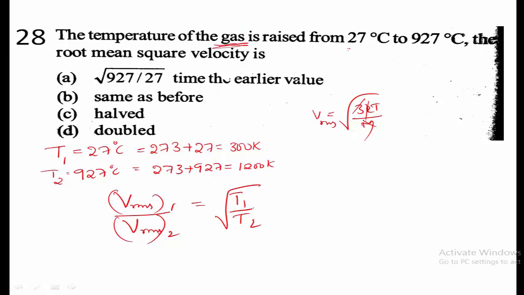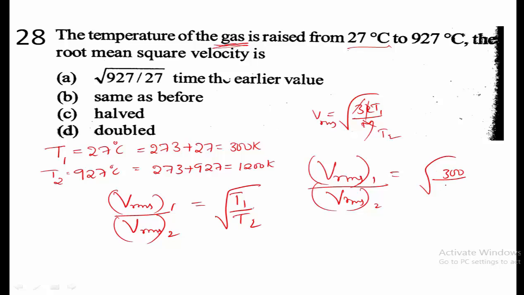The gas is the same, only the temperature changes. So one has T1 and the other has T2. When you take the ratio you will get T1 and T2, and everything else cancels. Now substitute the values. VRMS 1 divided by VRMS 2 is equal to the square root of T1, which is 300, over T2, which is 1200. How much do you get? 1 by 4. The square root of 1 divided by 4 is nothing but 1 divided by 2.